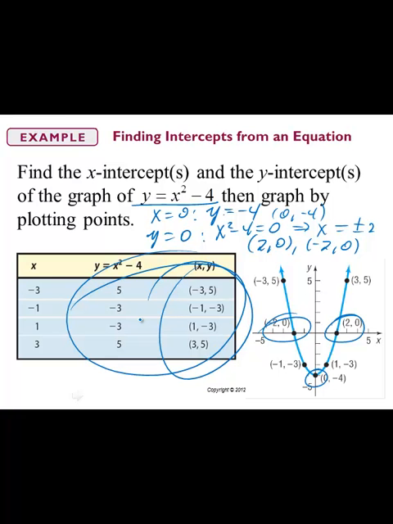Now, truth be told, for the graph of y equals x squared minus 4, we know that the graph is going to have the shape of a parabola. It might not necessarily be obvious to us that it will look exactly like this, but at least we know what the general shape is. But look, here's the thing.